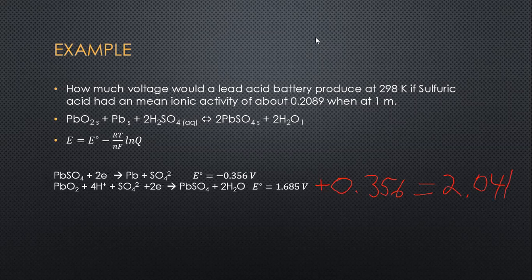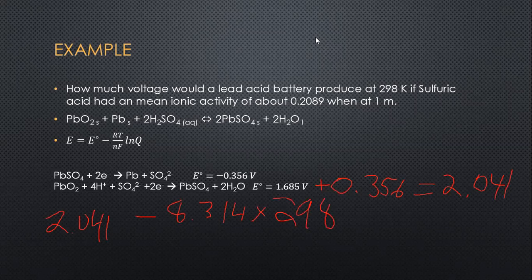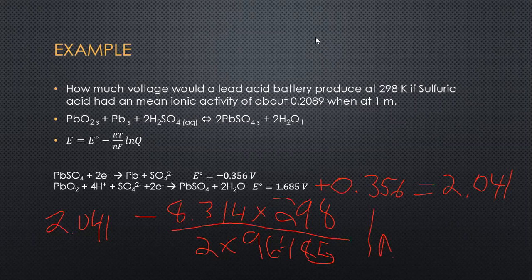Now, minus RT over nF, so R is 8.314, T at 298. How many electrons? 2 electrons lost, 2 electrons gained. Faraday's is 96485. Natural log Q. Well, what is Q?